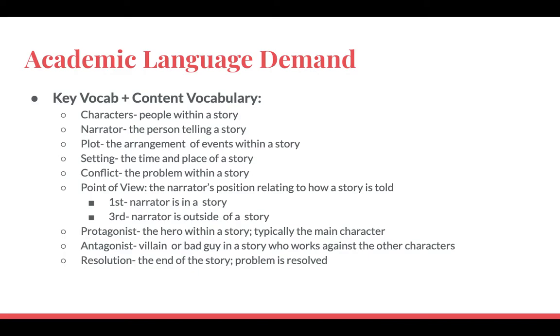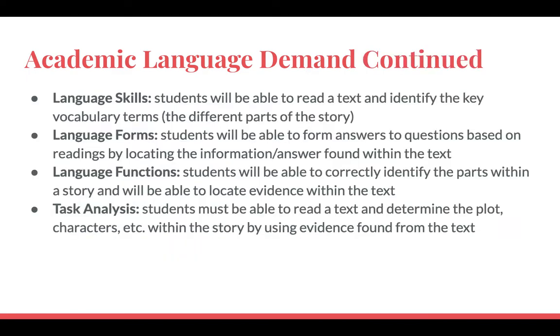Before I go over any examples with them, I will again review what these mean and will play a short video for them that also explains what the differences are. So for academic language demand, continuing, the language skills, students will be able to read a text and identify the key vocabulary terms, which were the terms I just went over, so characters, plot, protagonist, antagonist, etc. For their language forms, they will be able to form answers to questions based upon their readings. They will be able to answer them by locating the information or answer found within the text.